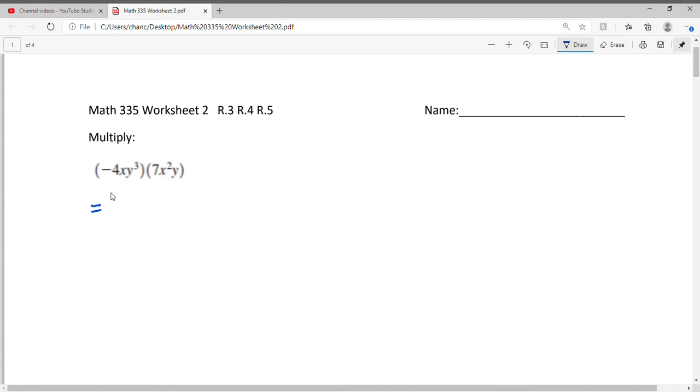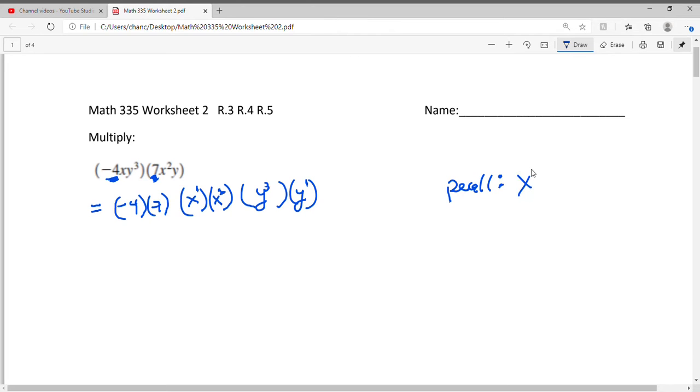To do this question, I'm looking at the terms in the front, and I need to multiply those first. So it'll be negative 4 times 7. And then I need to multiply the x times the x squared. And then I need to multiply the y cubed times the y. Now, they have invisible exponents of 1 here for the x and an exponent of 1 for the y. x to the m times x to the n is equal to x to the m plus n, so I'm going to have to add these exponents to each other.